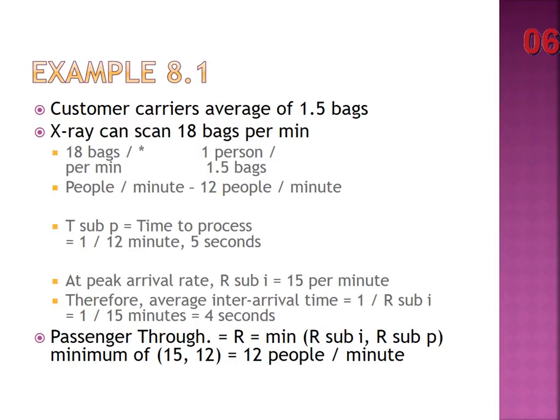At peak arrival rate, we have an inflow rate of 15 customers per minute. Therefore, our average inter-arrival time, where we take the inverse to get to the time, is 1 customer over 15 minutes, or every 4 seconds, okay? And so our passenger throughput is going to be the minimum of the inflow rate or the processing rate. So we have 15 or 12, so we have 12 people per minute.